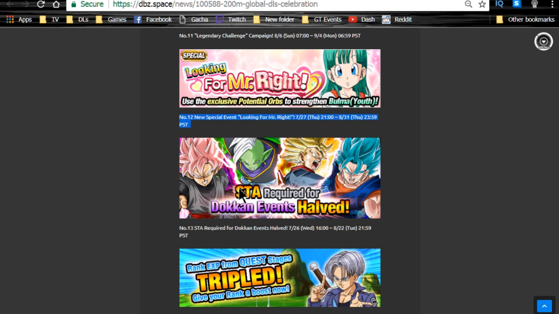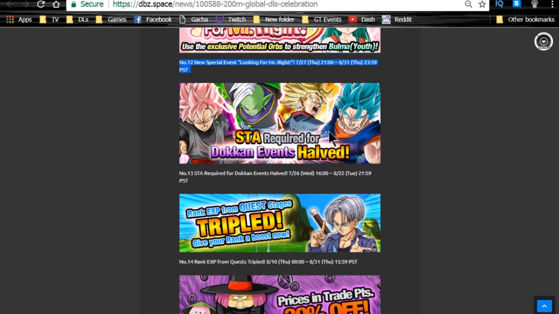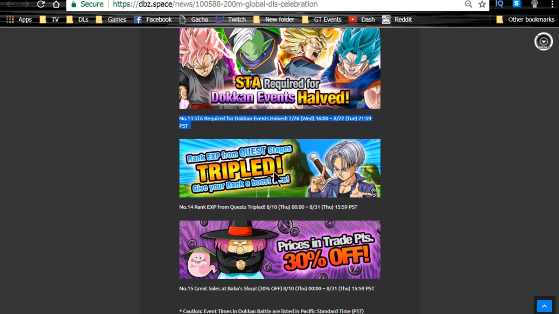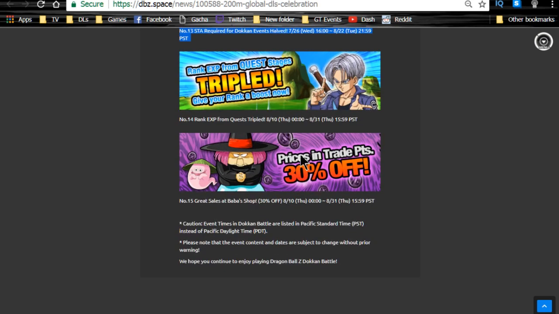Stamina for Dokkan events is halved again. Thank you. I still have to grind out that Gotenks event like 150 times. Not really 150 times, but I need to get a whole bunch of medals. So I'm pretty happy about that. There's a couple more I still need to run. I wonder if they're going to do the Super Saiyan 4s now, half stam. That would be kind of interesting. Tripled experience and Baba Shop again, 30% off. Doesn't say anything specific about her regenerating every 30 minutes, but probably not.